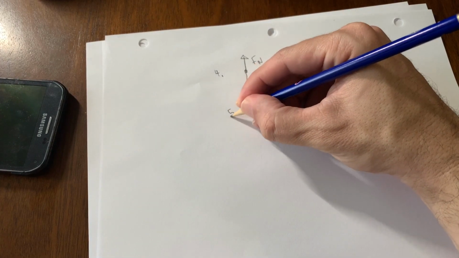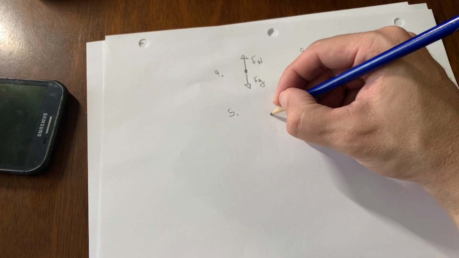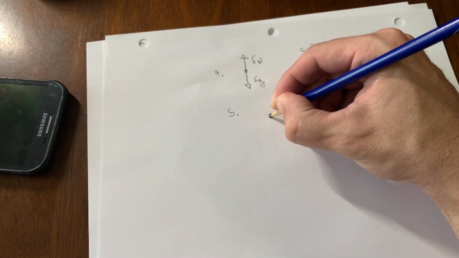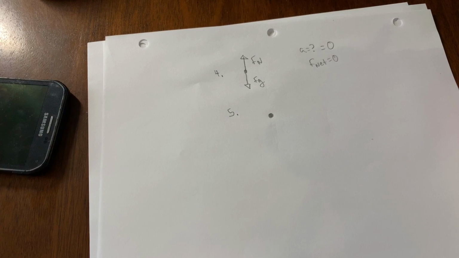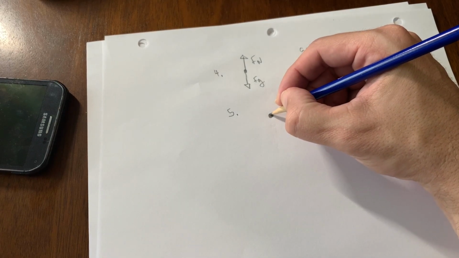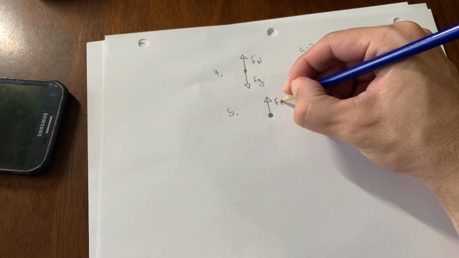Okay, number 5. The rocket carrying Apollo 13 has entered space. Its rocket is still firing. Assume the direction the rocket is firing and gravity are on the same axis. Draw the free body diagram for Apollo 13's rocket. Okay, so we're making some assumptions and simplifications here. But we've got our rocket. Wow, it's amazing. Didn't know you could draw a rocket, right? Okay. It has entered space. Its rocket is still firing. So which way is the rocket going to push the rocket? It's going to push it up, right? Okay, so that's the force of the rocket.